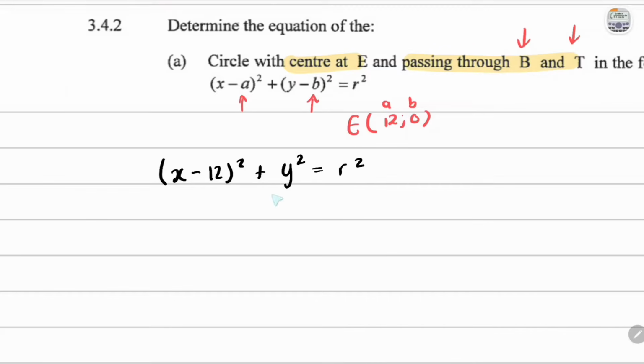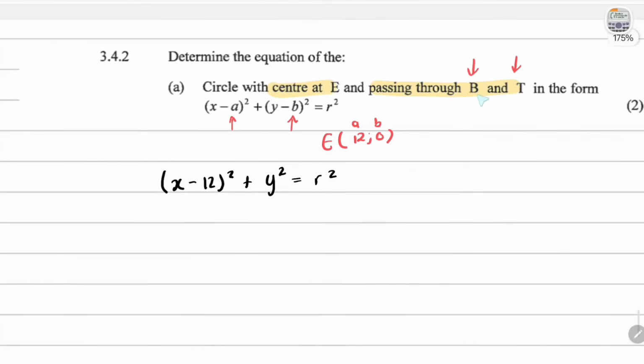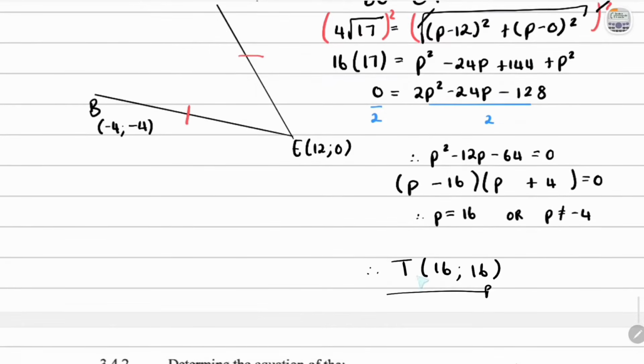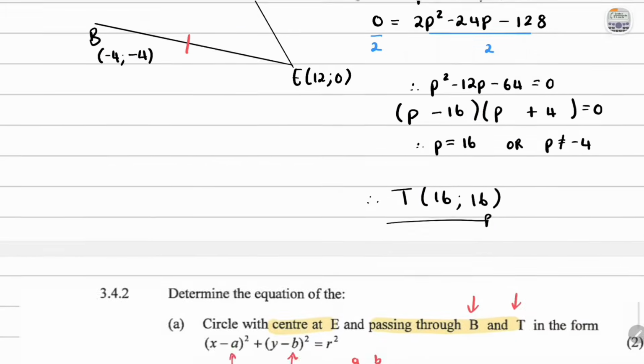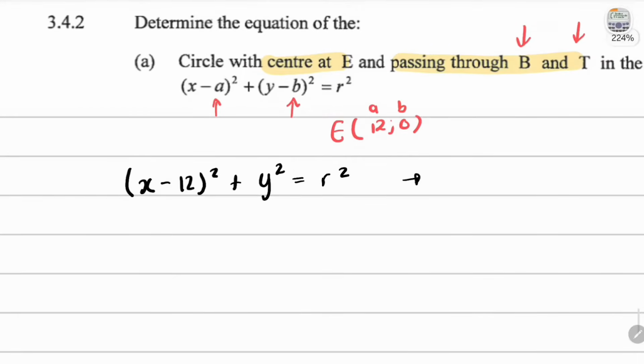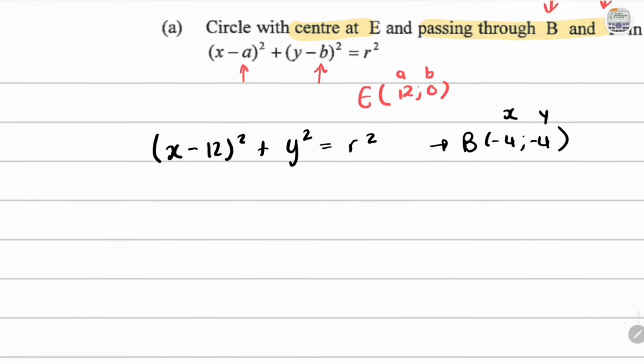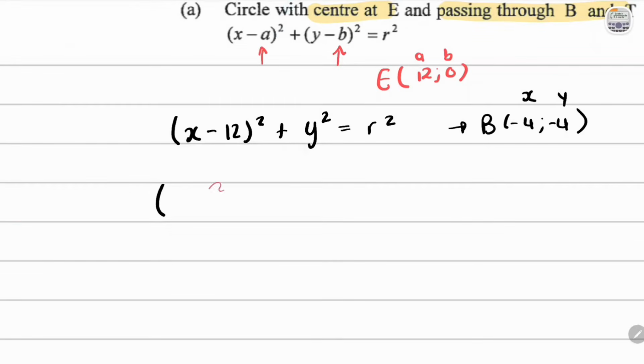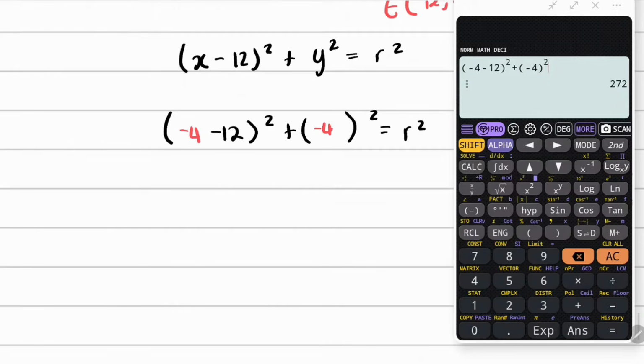To find r squared, we'll substitute 1 point on the circle. We have 2 points, B and T. Let's just use the easier one. This is 16 and 16. Let's just go with negative 4 and negative 4. So B is negative 4 and negative 4, and we're substituting this in place of x and y. So this is going to be negative 4 minus 12 all squared plus negative 4 all squared, and that will give us r squared. So let's find r squared. That gives us 272. So 272 is equal to r squared.